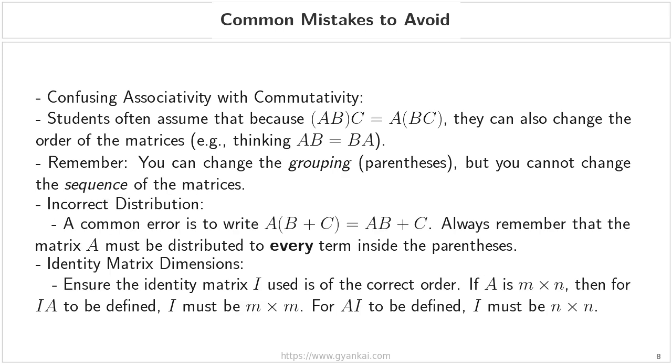Finally, let's talk about identity matrix dimensions. As we saw in our previous examples, the identity matrix acts as the multiplicative identity, but its size must be compatible with the matrix it is multiplying. If matrix A has m rows and n columns, then for the product of I times A to be defined, the identity matrix I must be a square matrix of size m by m. Conversely, for the product of A times I to be defined, the identity matrix I must be a square matrix of size n by n.